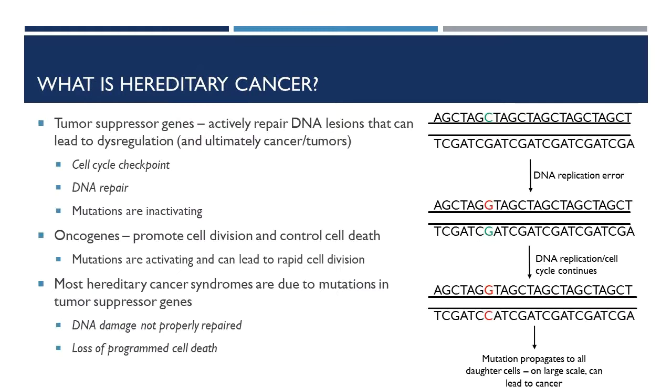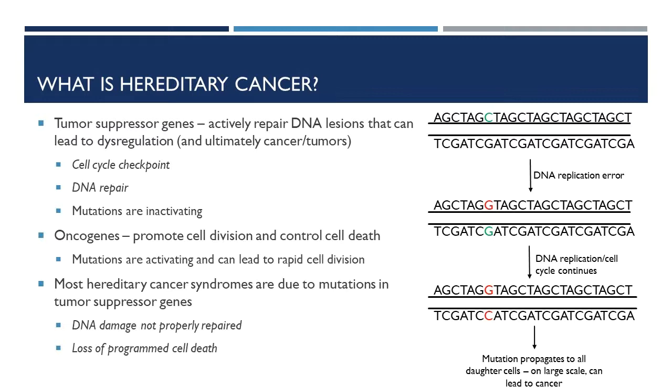Several genes play an important role in the development of cancer. Tumor suppressor genes actively repair DNA lesions that can lead to dysregulation and ultimately cancers or tumors. They act in regulating cell cycle checkpoints and DNA repair, and mutations in these genes generally inactivate them. Oncogenes promote cell division and cell death. However, when mutated, these genes are hyperactivated and it causes rapid cell division.